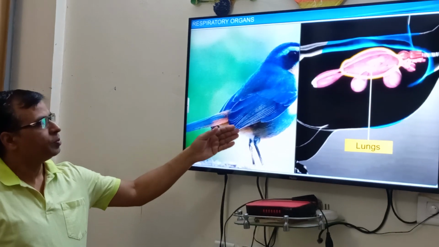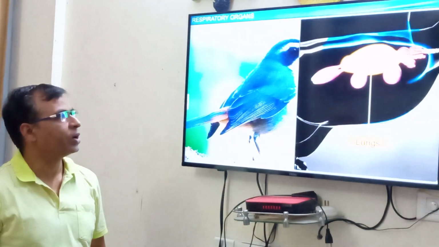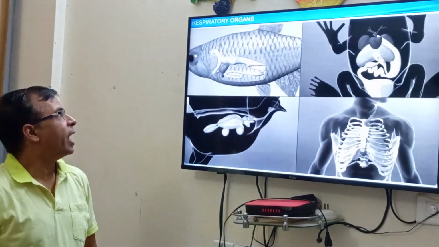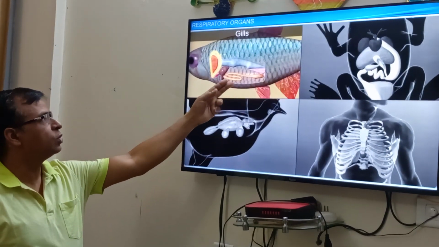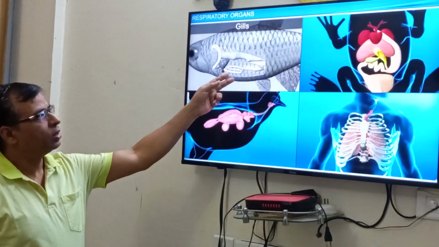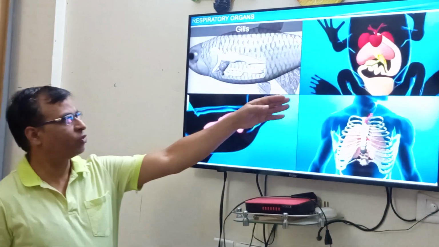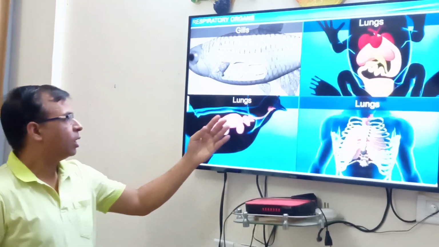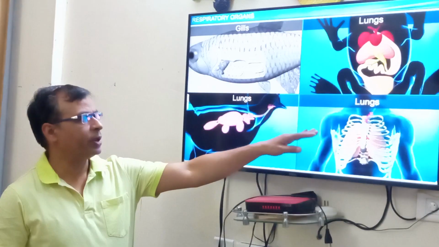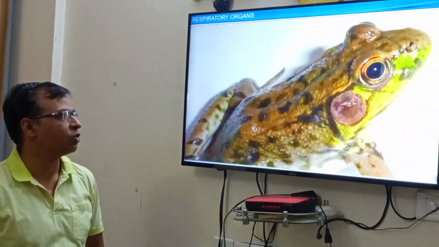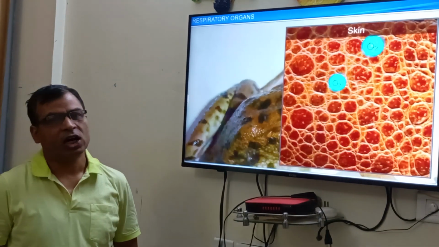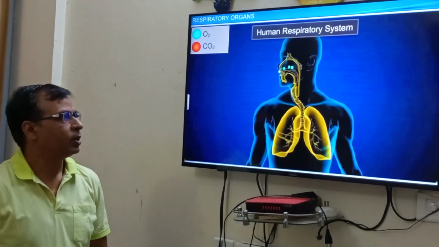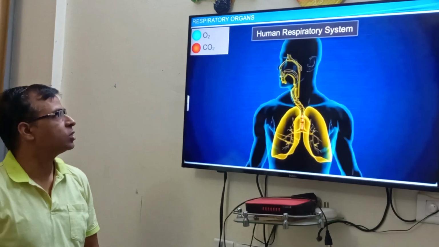Among vertebrates, fish use gills, but frogs or amphibians, birds, and human beings and other mammals use lungs for respiration. Amphibians also use their skin for respiration. This is called cutaneous respiration.